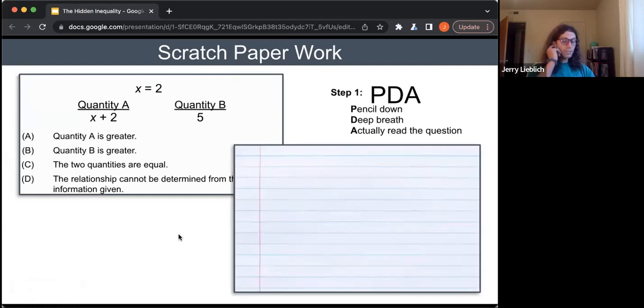It's worth taking your time at the beginning to see what's going on with the question before you start to solve it. The biggest mistake I often see is people start solving before they've even assessed what's going on. That means you're likely to waste time, make mistakes, and miss important information. So try to start with PDA.